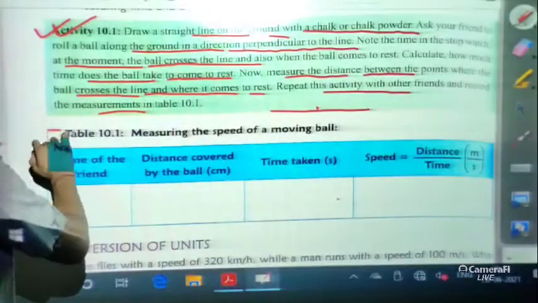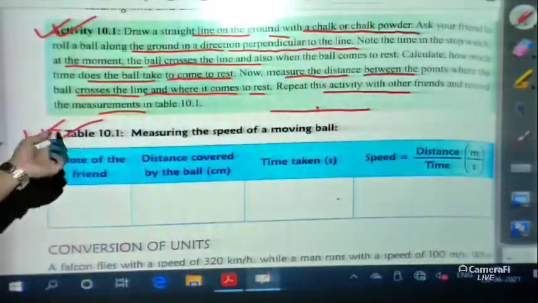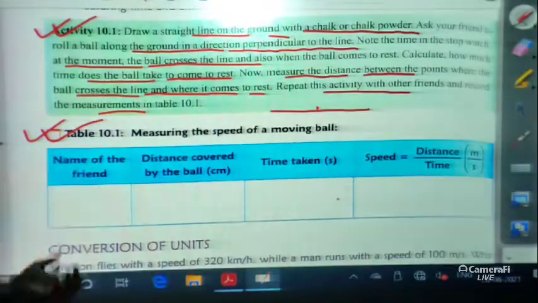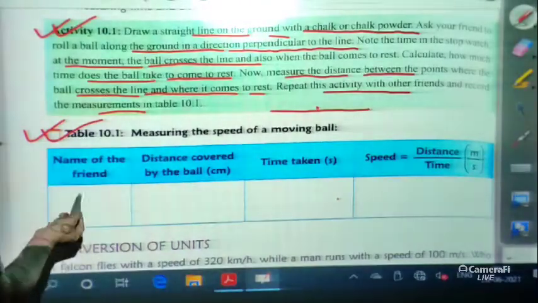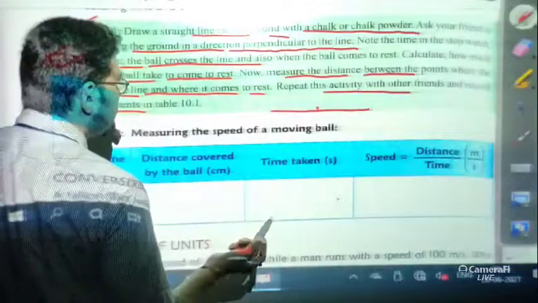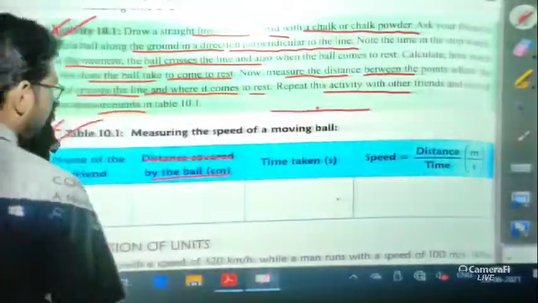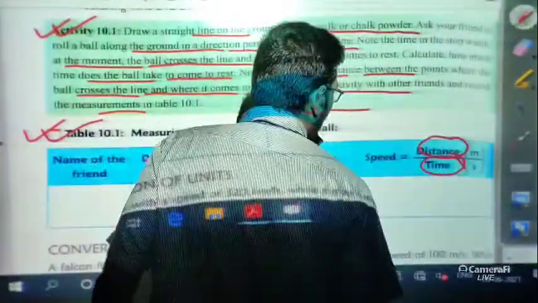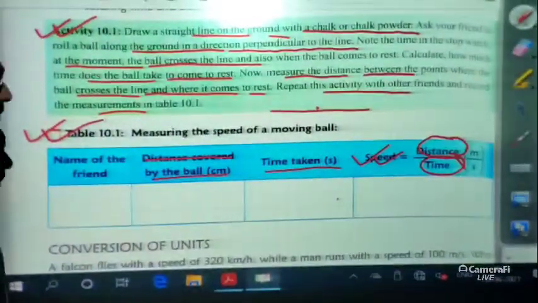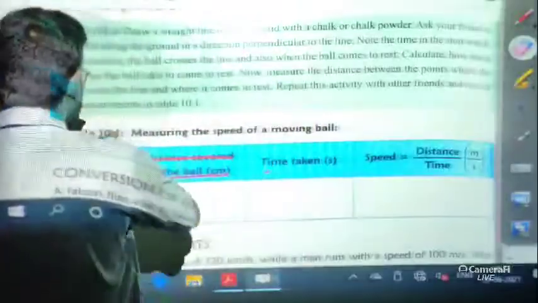Repeat this activity with other friends and record your observations in Table 10.1. This table has the name of the friend; basically 2 or 3 of your friends will do this activity. It also has the distance covered by the ball in centimeters. You have to find out the distance covered by the ball and the time taken, and if we have distance and time, we can easily find out the speed. So you have to find out the speed here. Very easy one. I hope all of you understood this.